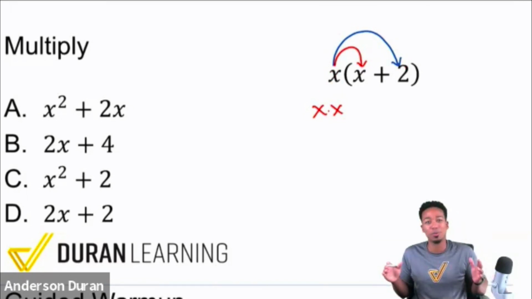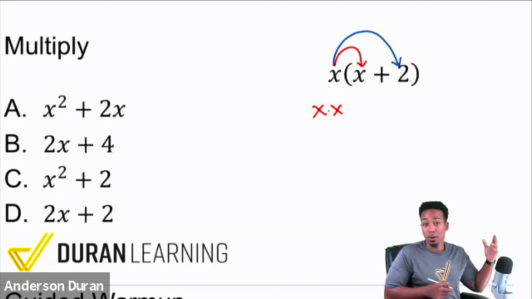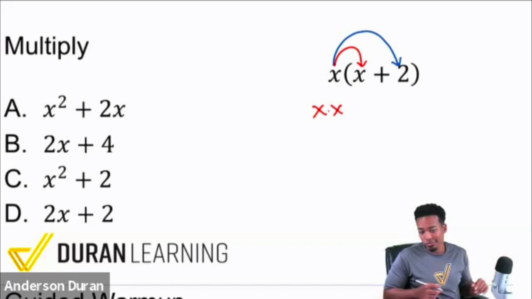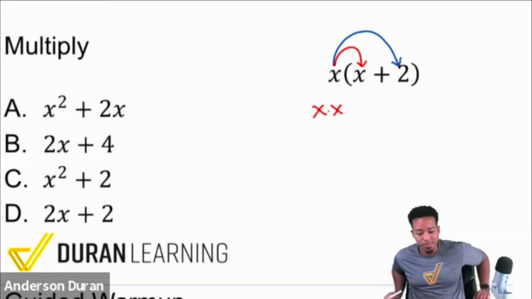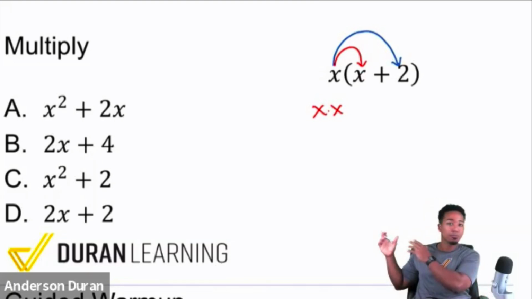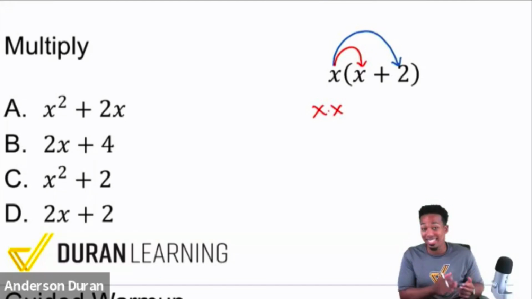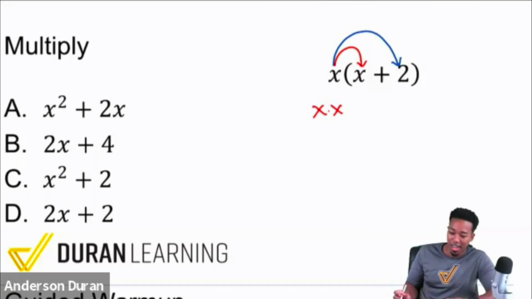That's all distribution is. A lot of y'all have seen that as, anybody here heard of FOIL, F-O-I-L, for multiplying binomials? You've heard that. That stems from this basic idea. Distribution is literally everything from the outside multiplying with everything from the inside. That's all it is. I'll show you an example after this. So here we have x multiplied by x, and then we had x multiplied by 2.